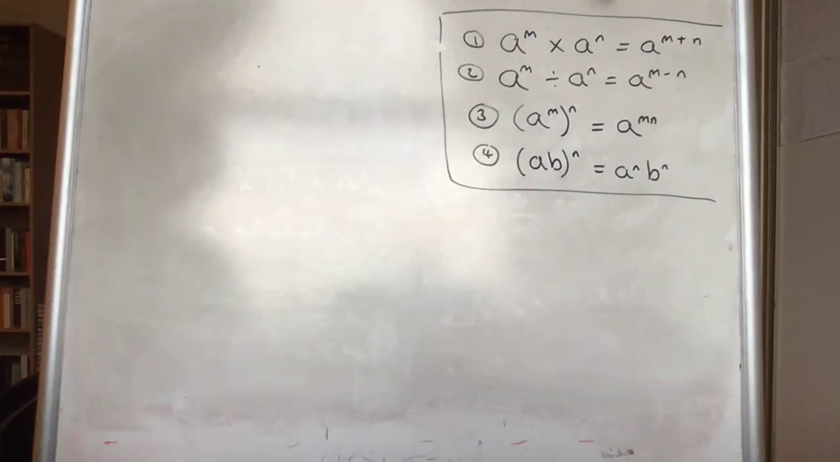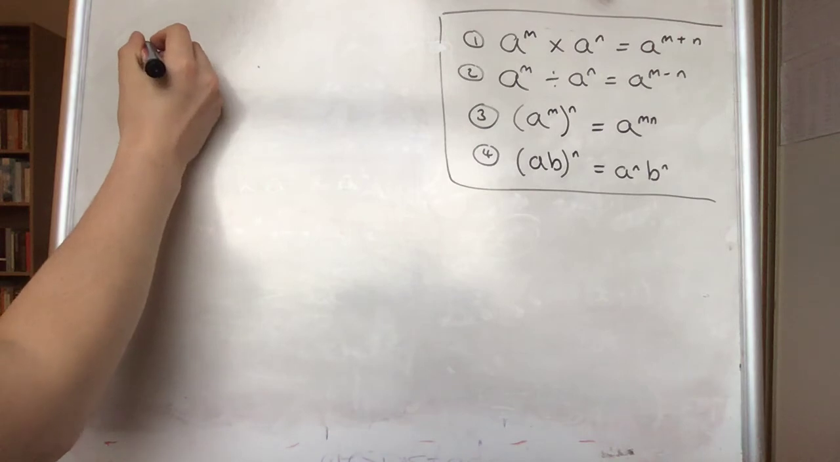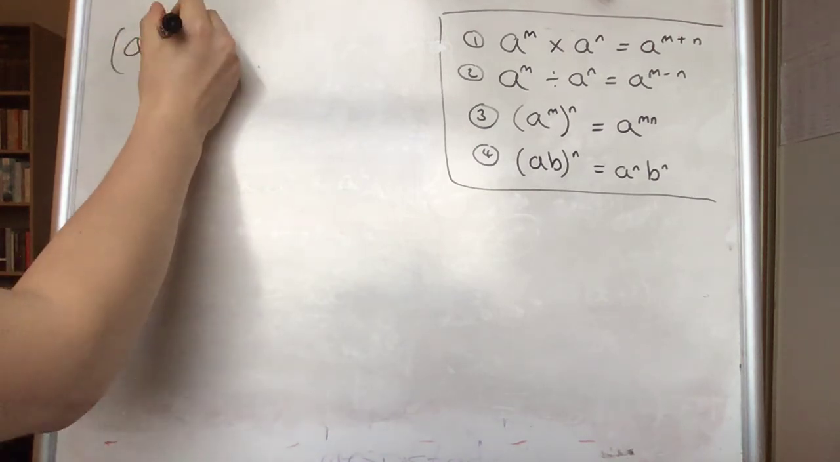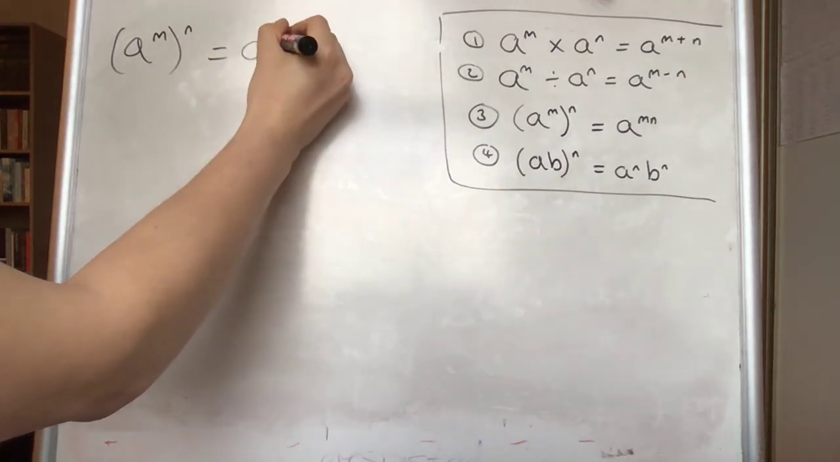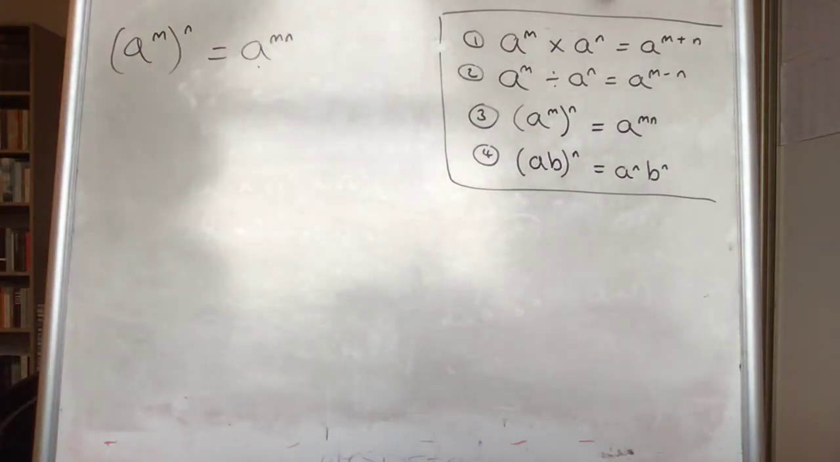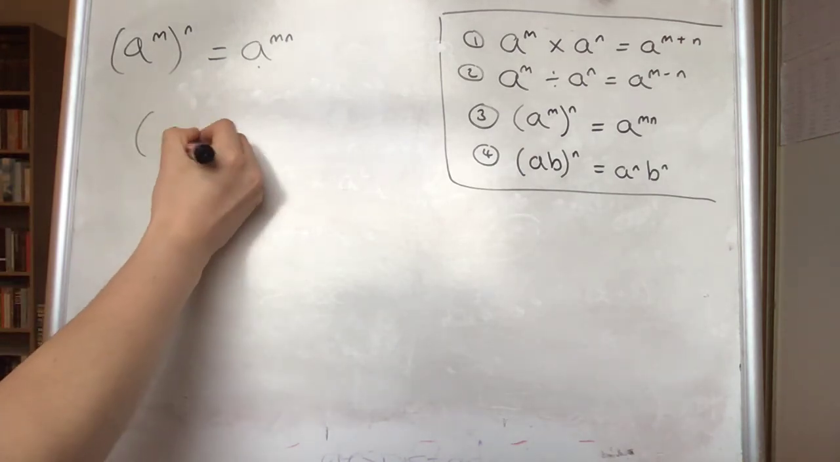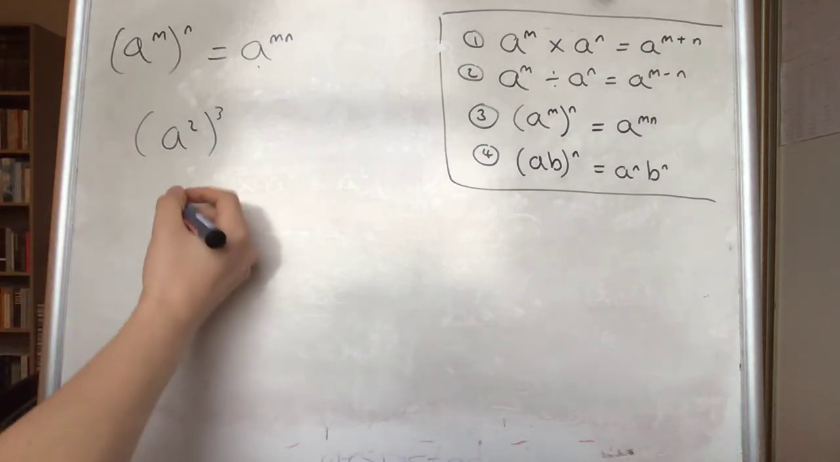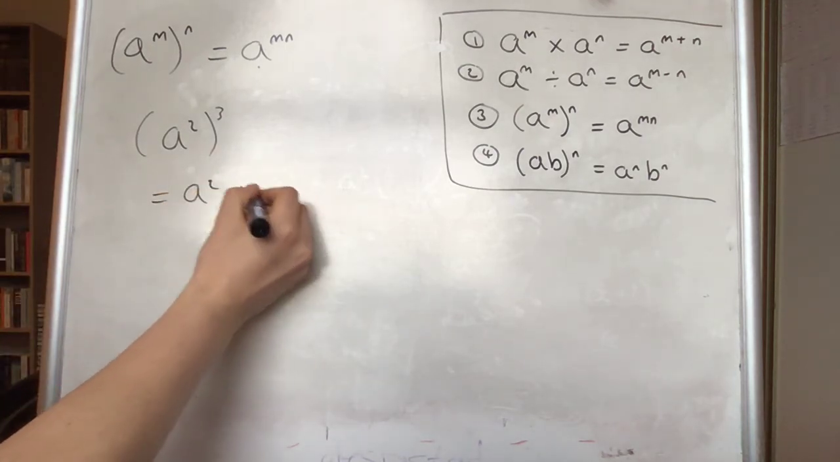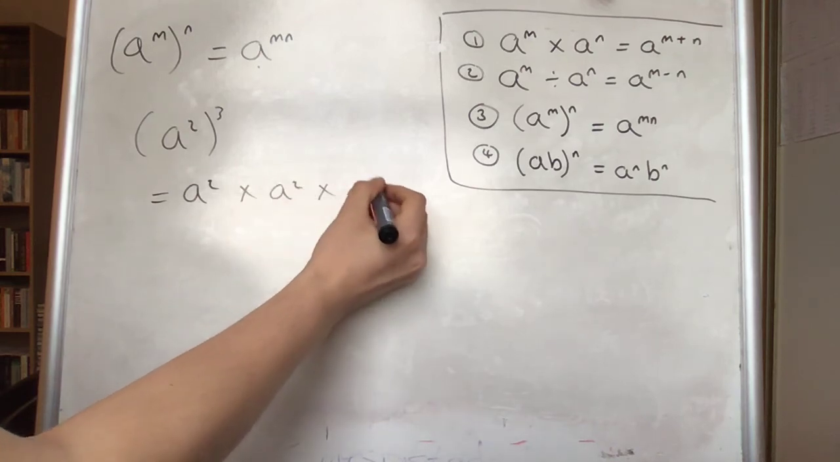The third law can be expressed as a raised to the power of m, with all of that raised to the power of n, equals a raised to the power of m multiplied by n. In other words, suppose we have a raised to the power of 2, or a squared, and all of that is raised to the power of 3. All that tells us is that a squared is multiplied by itself 3 times. So that equals a squared multiplied by a squared multiplied by a squared.